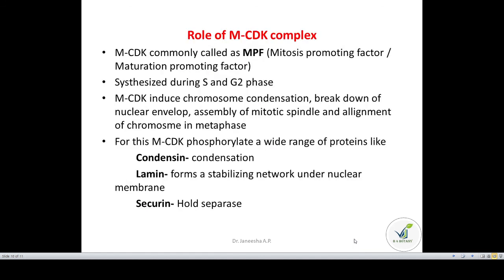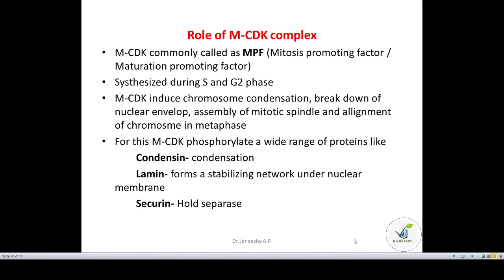Then the role of the M-CDK complex, that is the mitotic CDK complex. The M-CDK are commonly called MPF, that is the mitosis promoting factor or maturation promoting factor. And the M-CDK are synthesized during S and the G2 phase. The M-CDK induce chromosome condensation, breakdown of nuclear envelope, assembly of mitotic spindle and alignment of chromosome in metaphase. So these are the major events that happen in cell division.